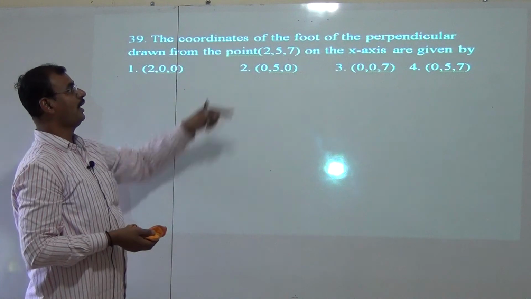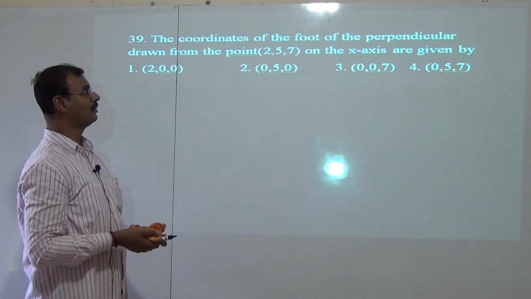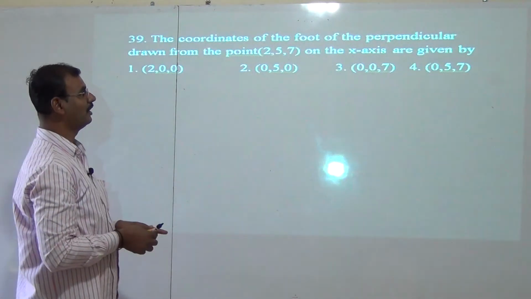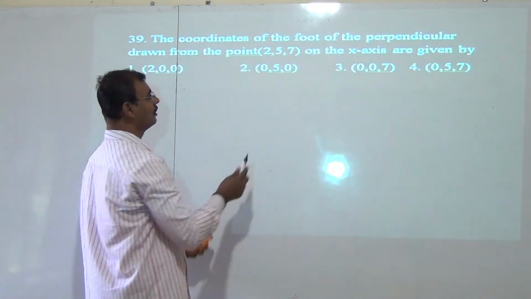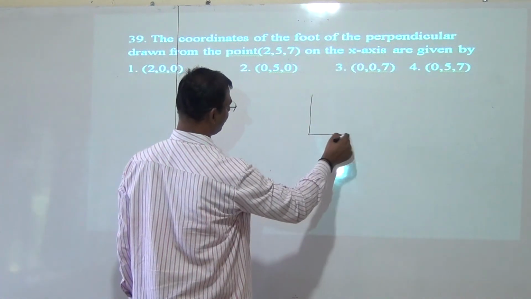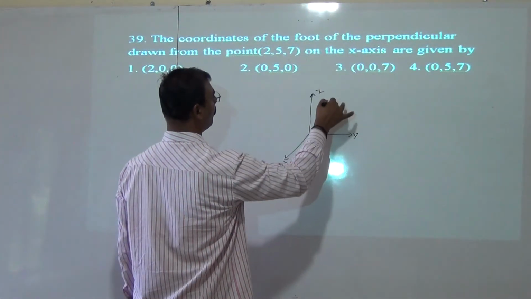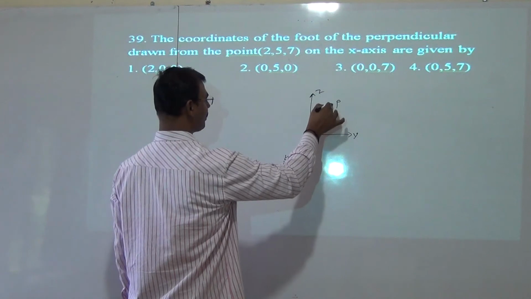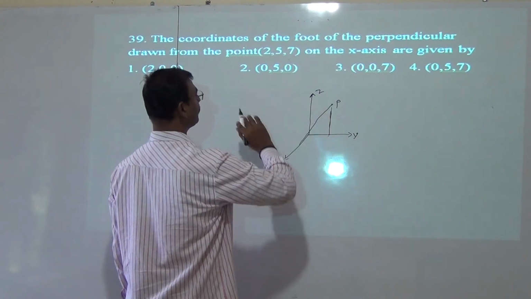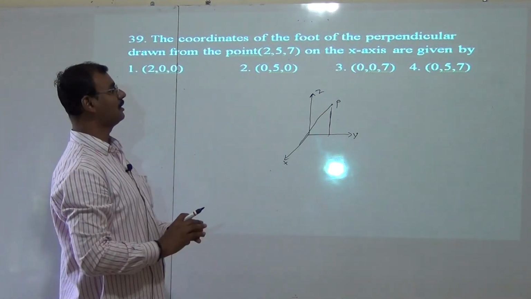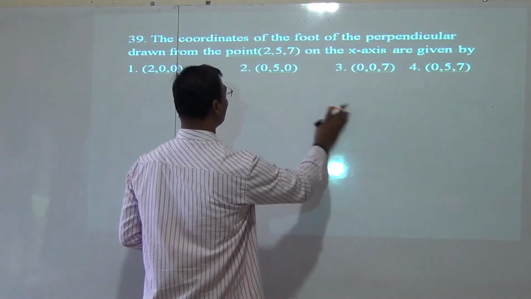The coordinates of the foot of the perpendicular drawn from the point 2, 5, 7 on the x-axis are given by. On the x-axis, the foot of the perpendicular, okay, this is actually the x, y, z point here. So the foot of the perpendicular is drawn like this. Suppose we take it on the x-axis, which coordinates are 0? Y and z. So what is the point on the x-axis?